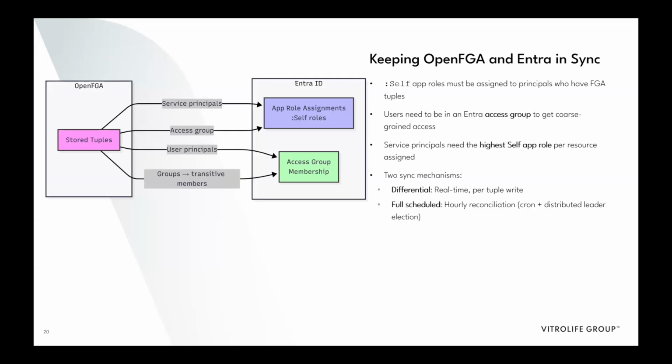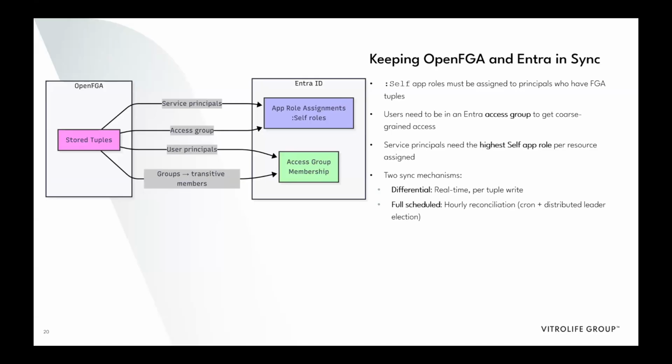So we just use OpenFGA here as the source of truth, both for the access group, for users, and for the app role assignments for the service principals. On our side, we take all the groups that have been added to OpenFGA and we get the transitive members of them, the users and the service principals, and then we combine them, the distinct users and service principals from the transitive memberships with the principals added, and we just sync them, add or remove them from the app role assignments. And that worked better than expected.